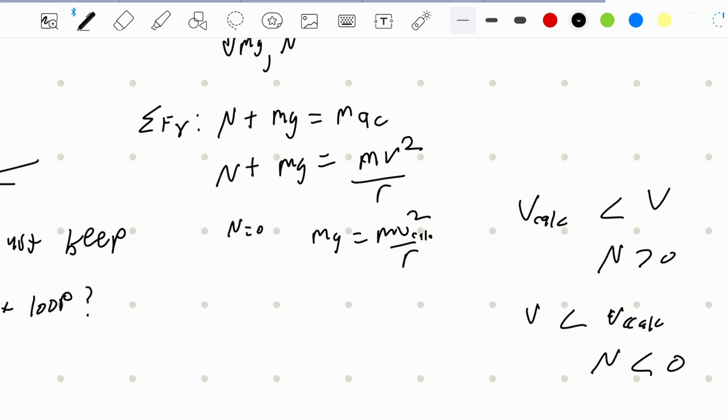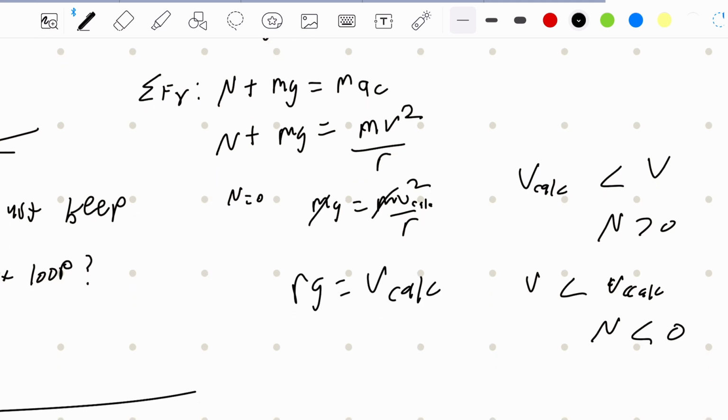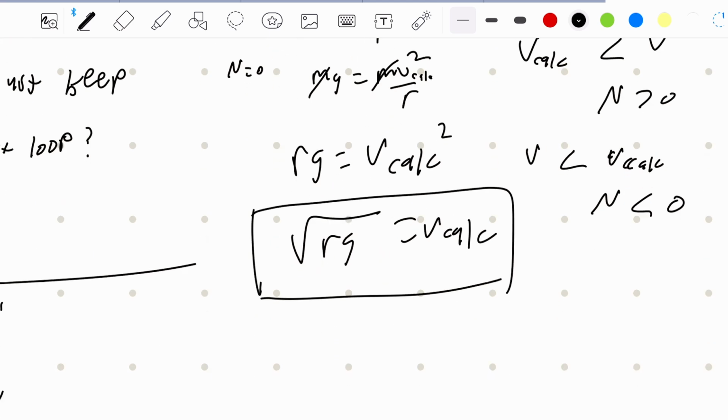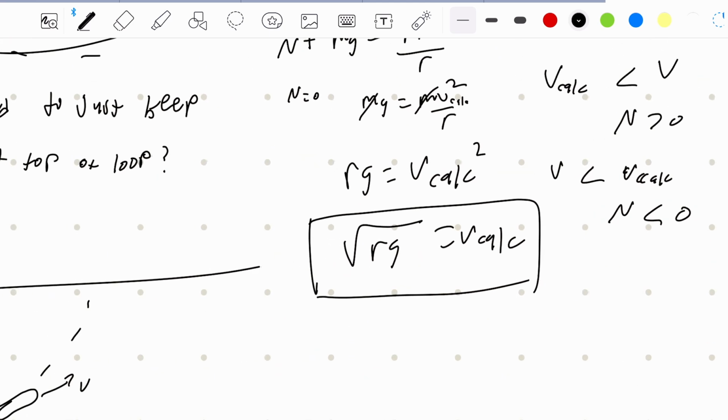Well, we multiply by r, we also can cancel out these m's, so we just have rg is equal to v calc squared. Now we can square root this, equal to v calc, and there's your answer: the square root of rg. That's how fast they have to be going in order to stay in their seat.